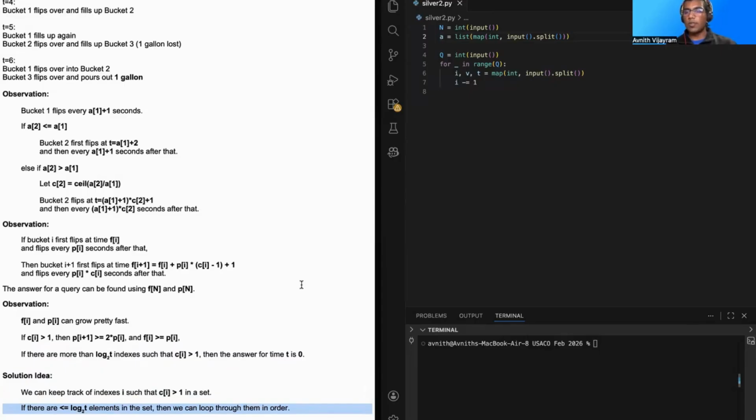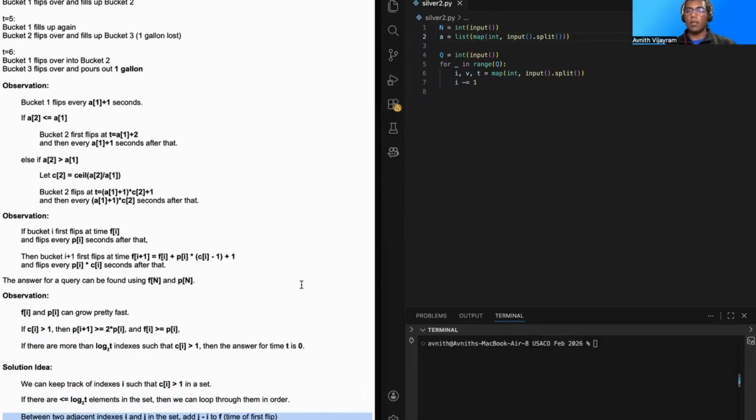And otherwise, we can loop through each of these elements since it's a small enough number of elements. And we need to update the segments between two of these elements where we have C greater than 1. So between two of these elements, we know that C is equal to 1. And so essentially what this does is this adds the difference between the two indexes, so J minus I, to the time of the first flip, and the period is not changed.